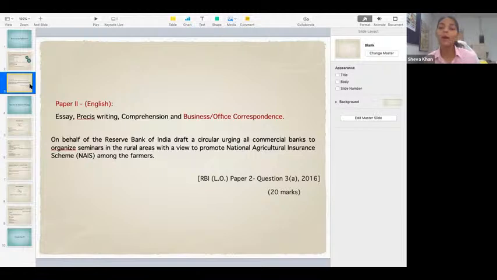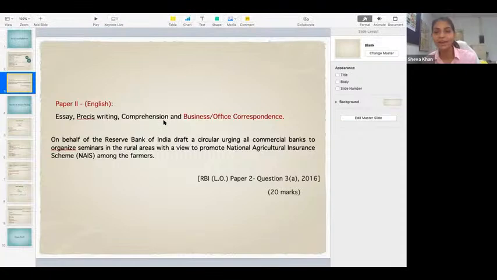Then next we have the comprehension, that unseen passage that we have already seen many times. There is no more unseen, but yes, you need to have command on your writing and also articulation skills for that matter. And then again, something comes here in red color, which is the business or office correspondence. Now, why I have marked it in red color is because of the kind of position of a manager or a legal manager that you would hold once you clear this exam, and we hope all of you do, and vacancies are enough for that matter.